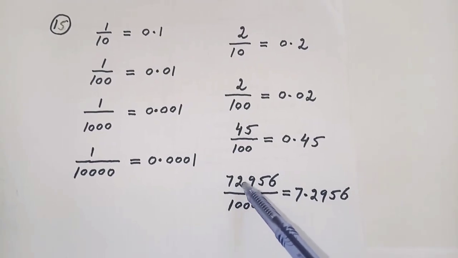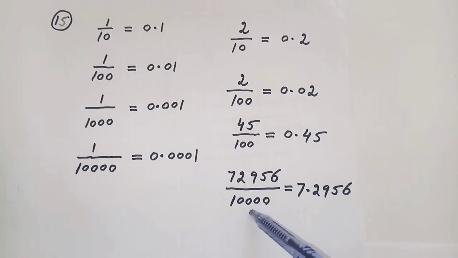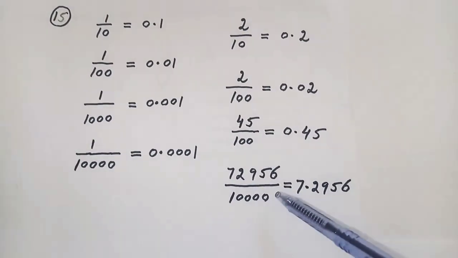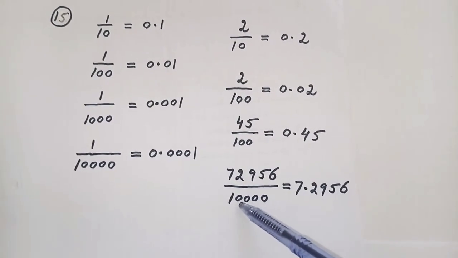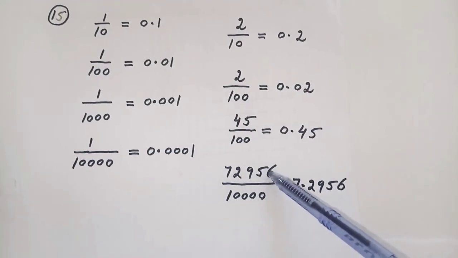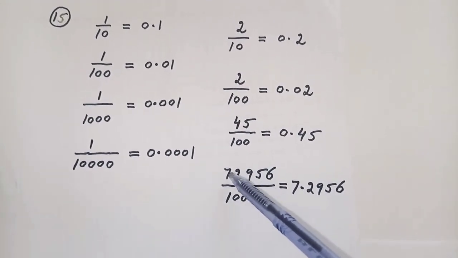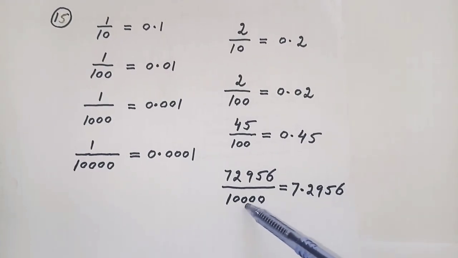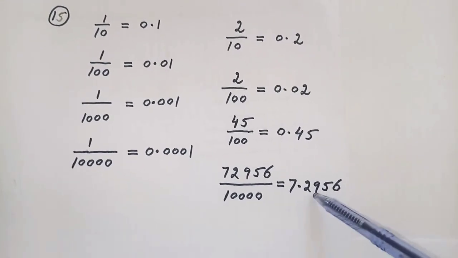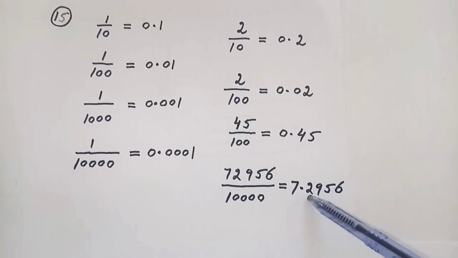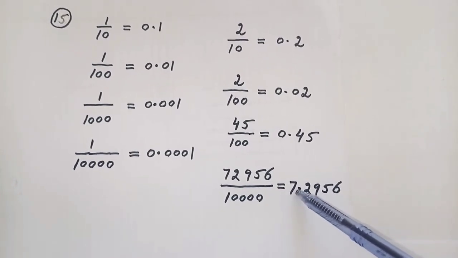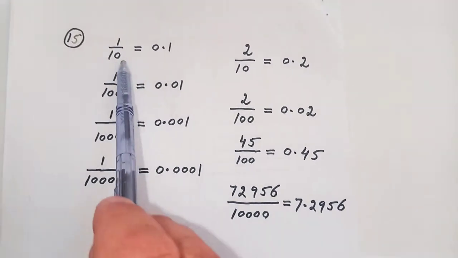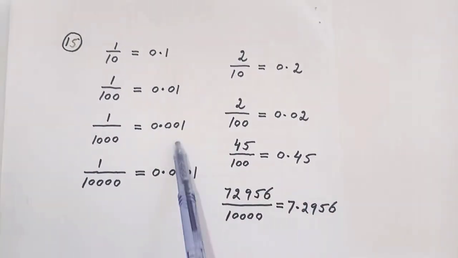72,956 divided by 10,000 is written as 0.2956. So here are 4 zeros and here are 4 numbers. So after 4 numbers here we write the point. So these are 4 numbers and these are 4 zeros. So after 4 numbers, 4 zeros and 4 numbers, after 4 numbers here we write the point. So this is a technique. So such types of numbers can be written in the point form like this.